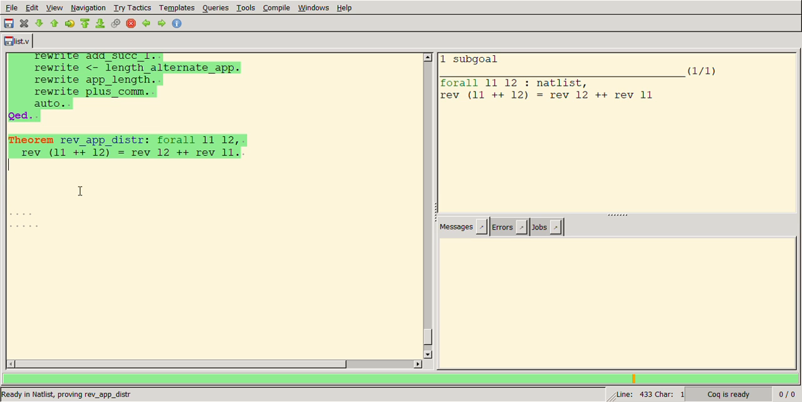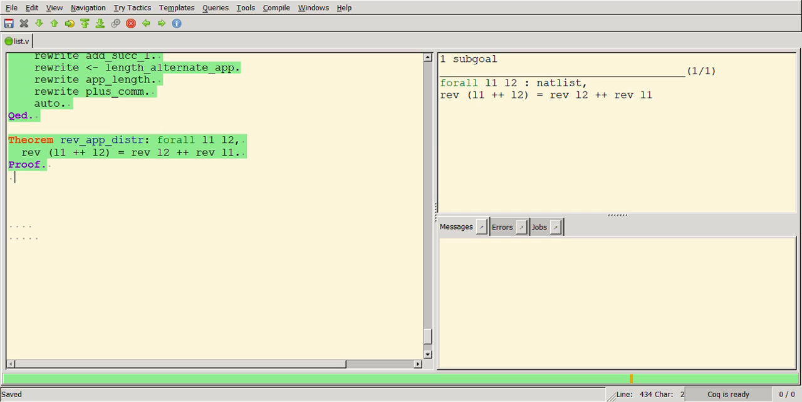Okay, so let me enter into the proof mode. What this theorem basically says is that if the two lists L1 and L2 are concatenated or appended with each other and then reversed, this is equivalent to reversing the two lists independently and then appending the two reversed versions, the reversed versions of L1 and L2. Remember that we have also changed the order of L1 and L2. Here L1 is first, here L2 is first.